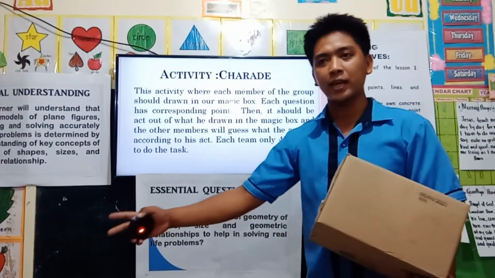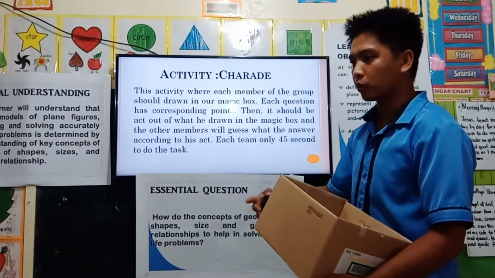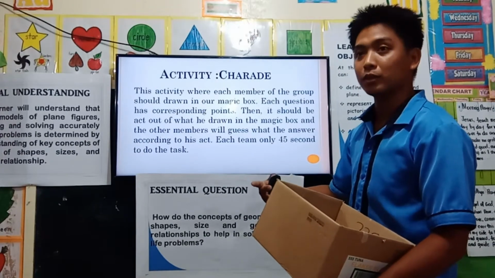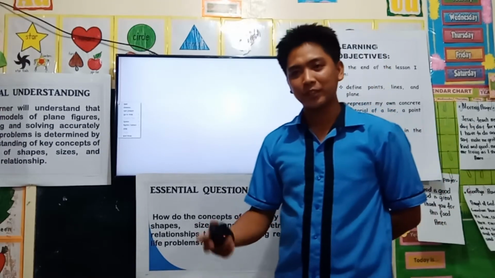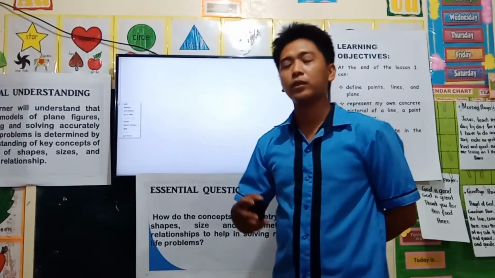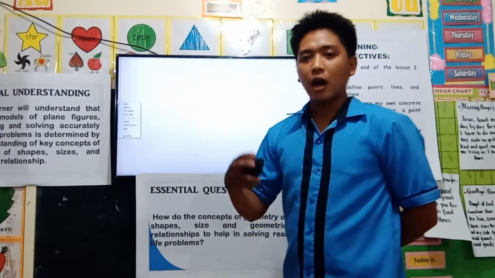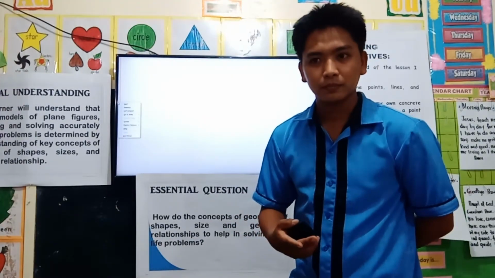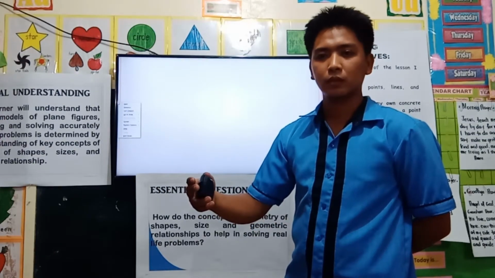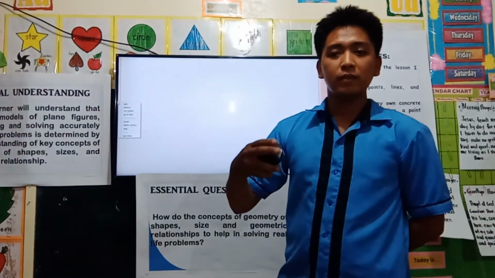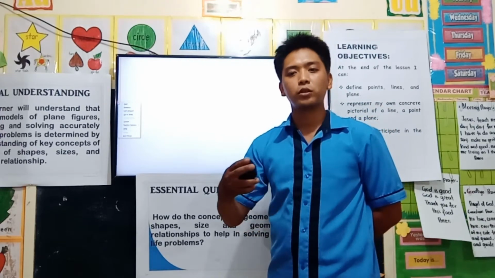Please, group 1 decide and then select a representative to come here and draw the question and then do the activity. Thank you for all of your active participation. Then let's check which group got the highest score. Good. Okay, class. How did you find our activity? Yes? Okay, how about the other group? Thank you. Let's give all of you a round of applause. And then please go back to your proper seat.